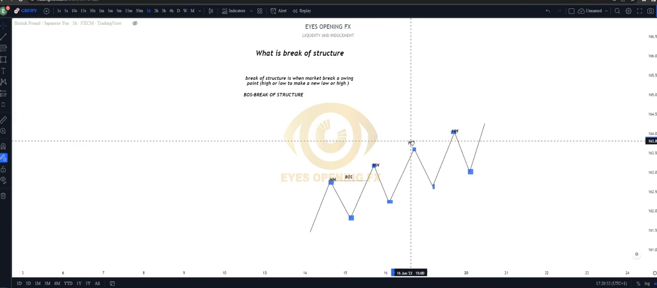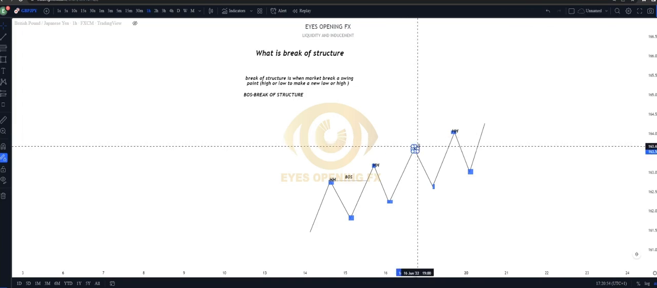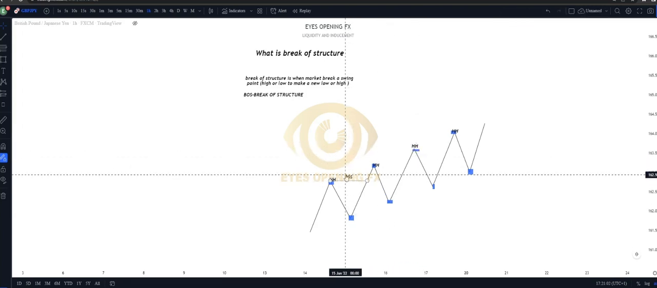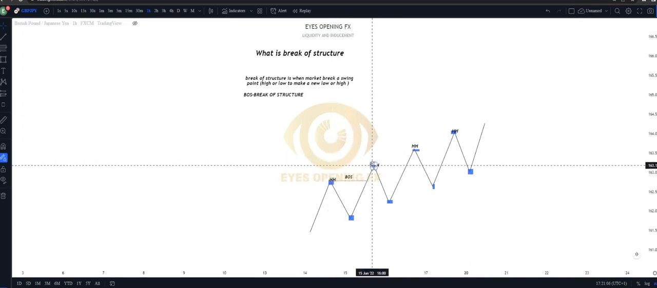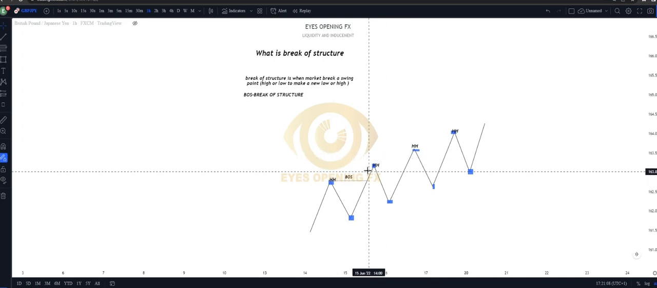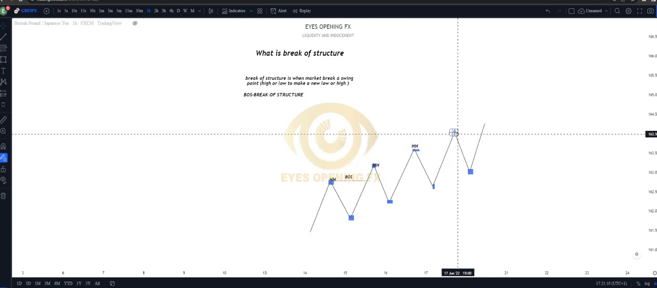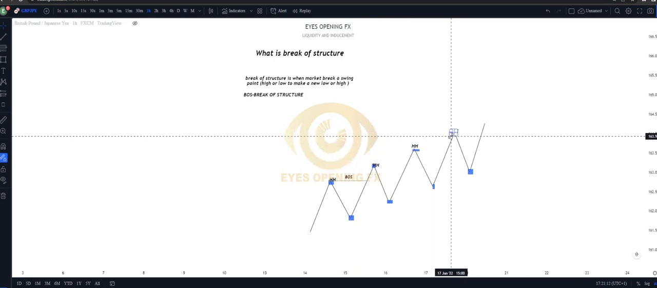Why do we call all these swing points a higher high? We call them a higher high because they are higher than the previous high. This one is higher than this one, that's why it's called a higher high. This one is higher than this one, that's why it's called a higher high. This one is higher than this one, that's why it's called a higher high. This is the idea of simple structure.